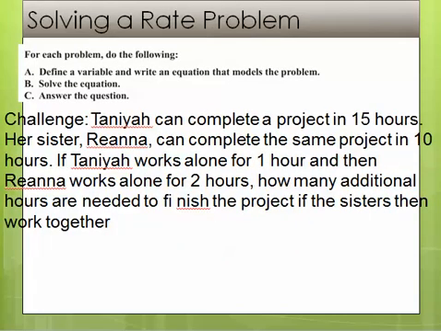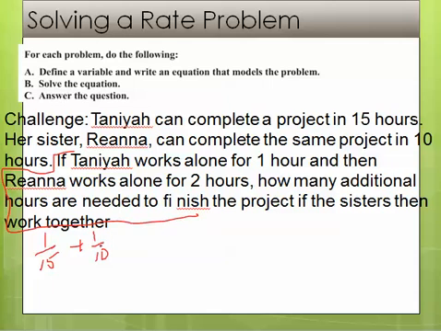Tiana can quickly complete a project in 15 hours. Ooh, this one looks a little harder. So Tiana can do it in 1 over 15. Okay? Her sister Rihanna can complete the same project in 10 hours. Wait a second, they gave me both sides of this. Why'd they do that? If Tiana works alone for 1 hour, oh, wait a second. I'm going to ignore this for a second. Because I know what they're getting ready to ask me. How much more time do they need?